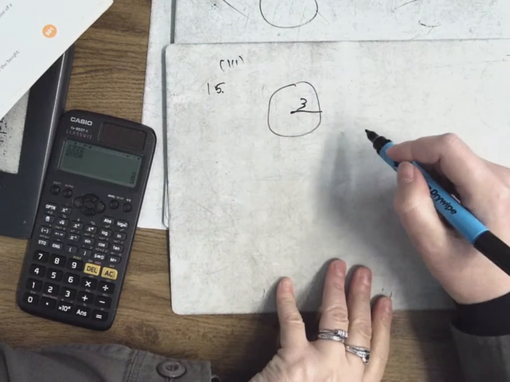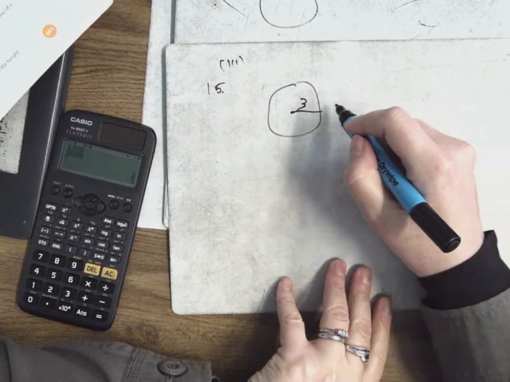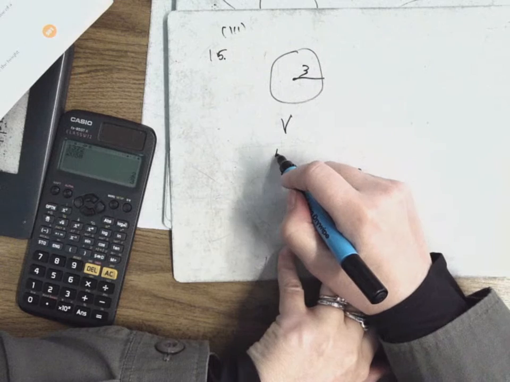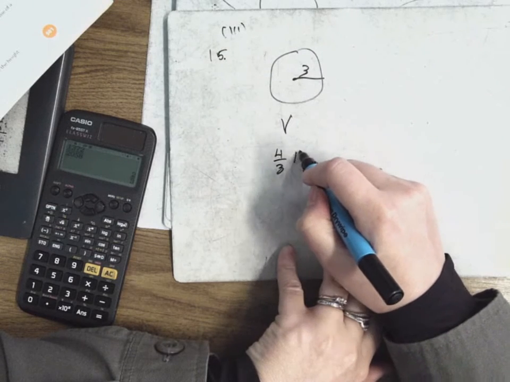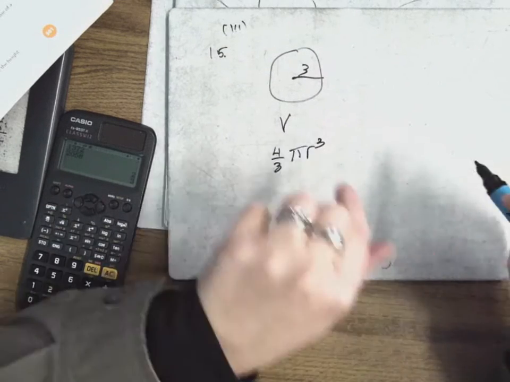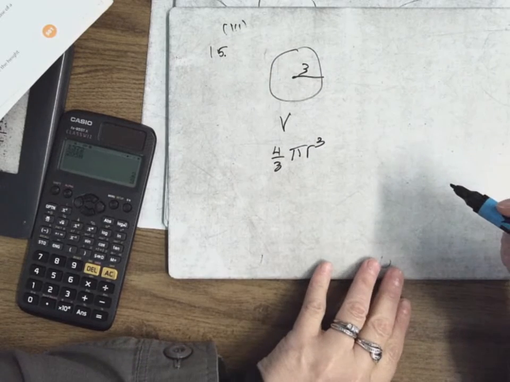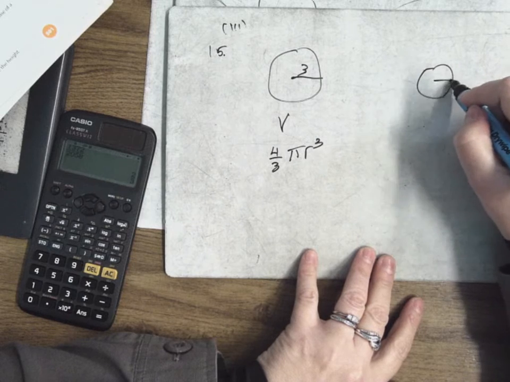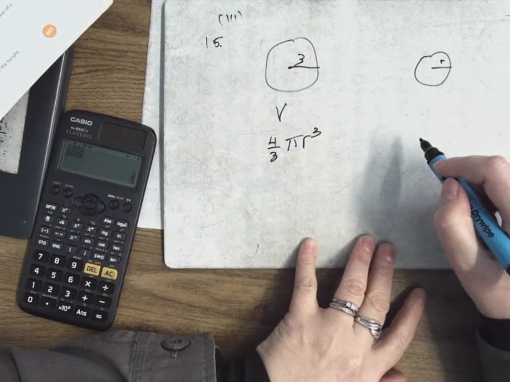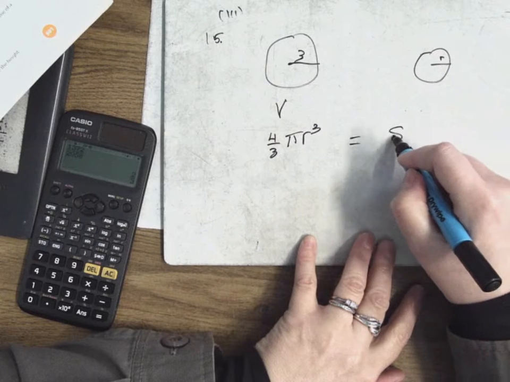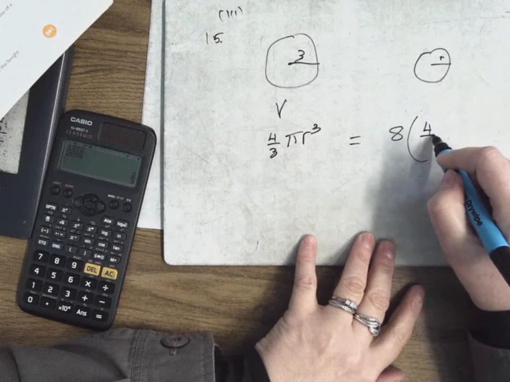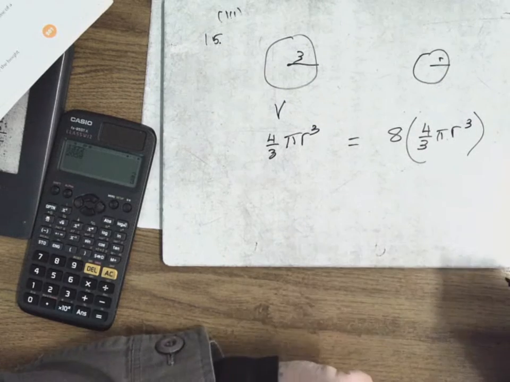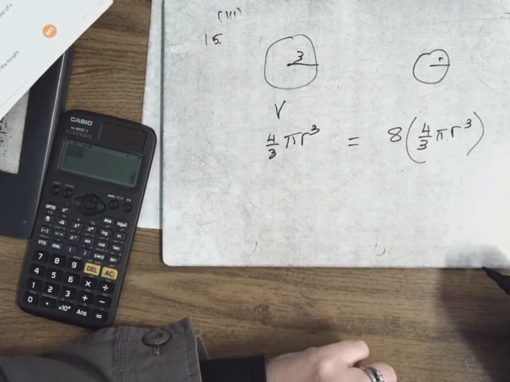A sphere with radius length 3 has a volume equal to 8 times the volume of a sphere with radius length r. The volume of a sphere is 4/3 pi r cubed. That's the formula. So we have a smaller sphere with radius length r, and it's equal to 8 times that. So this sphere over here is equal to 8 times the sphere over there. Is that okay? That's what they're telling me in the question.